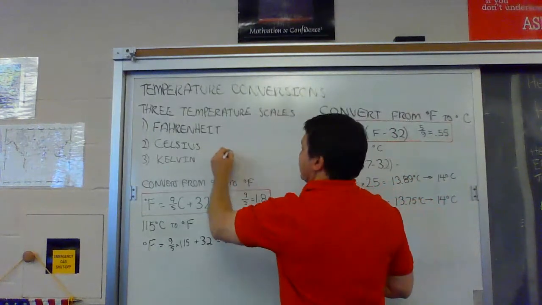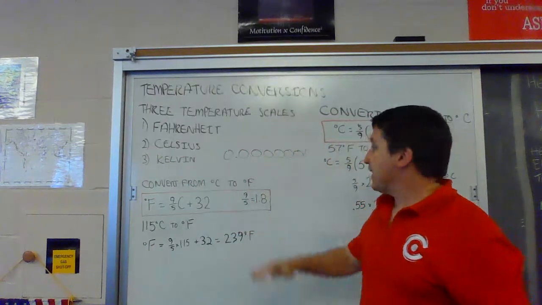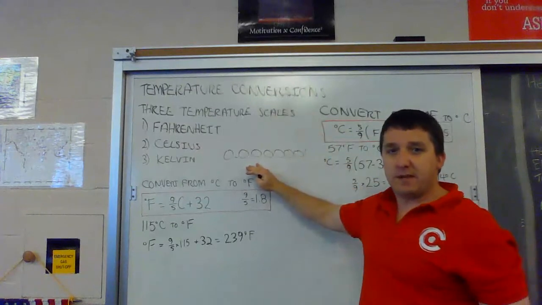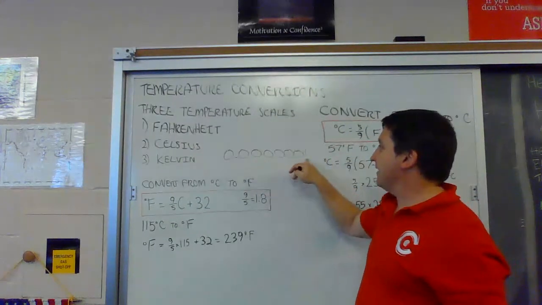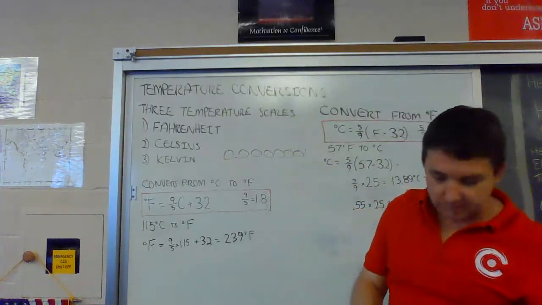All right, just 0.0000001 Kelvin. All right, so that's extremely cold. All right, no doubt about it, the deepest, darkest parts of space. But it's not absolute zero. Okay, so it's basically a theoretical temperature.